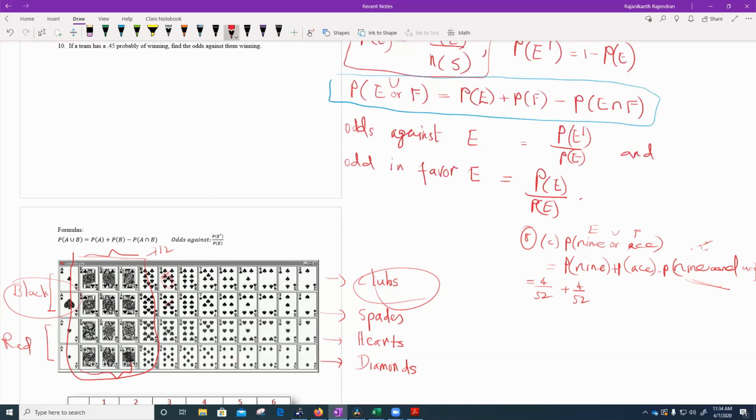So the probability of an impossible event is always 0. Therefore, the probability of this event is 0. Sorry, so then simplify this: 8 over 52. I believe you could divide by 4 here, and you will get 2 over 13, right?